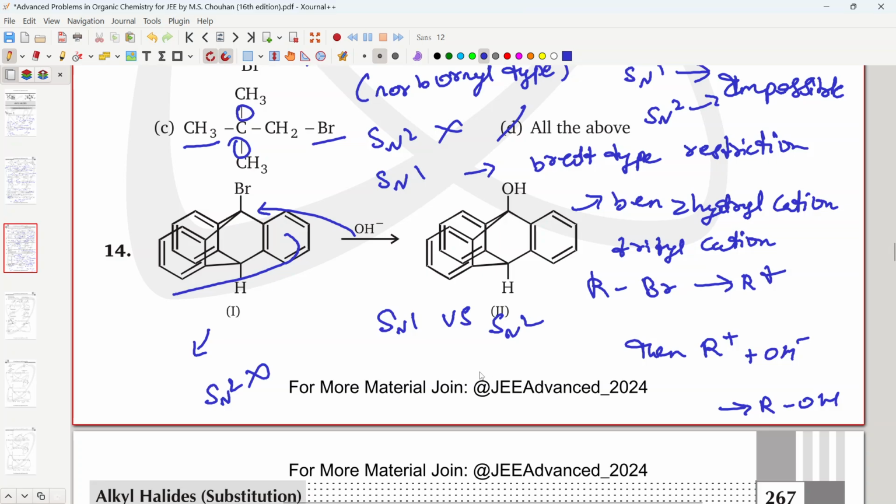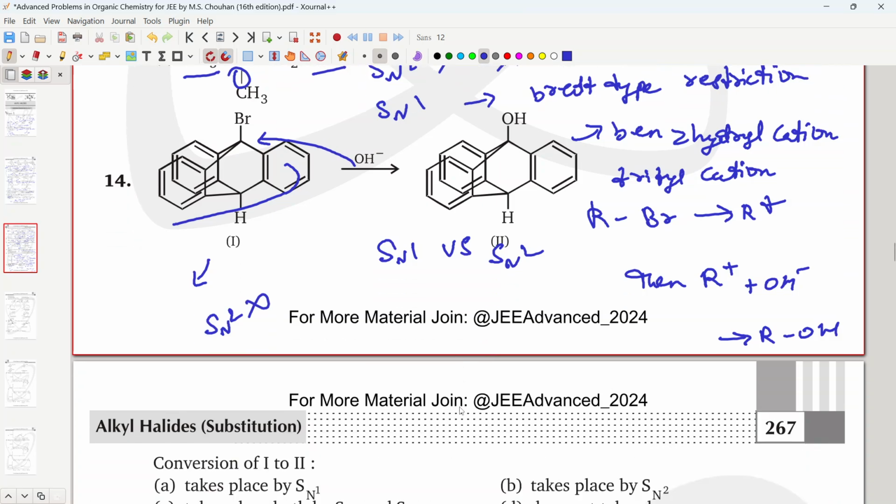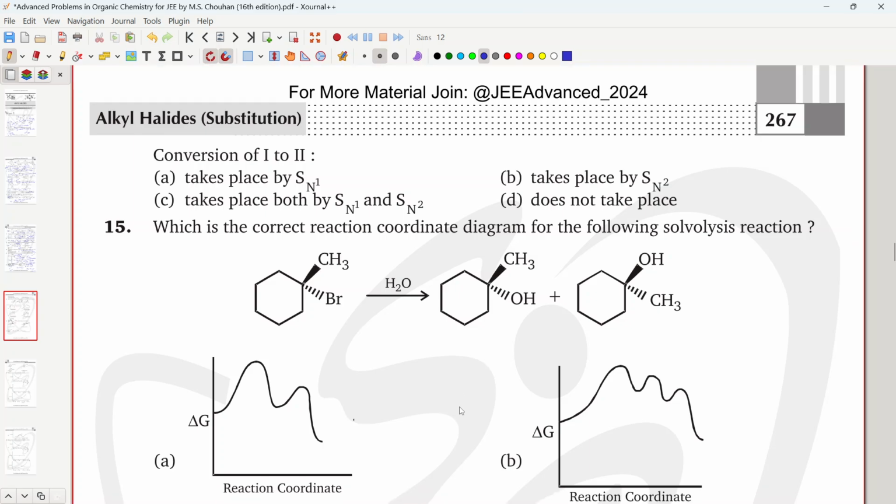Now, the exam shortcut for this question: whenever loss of halide produces a carbocation that can be delocalized into two or more aromatic rings, think exceptionally stable carbocation, meaning SN1 is likely. Even if the structure looks crowded, SN1 can be very fast because the carbocation stability dominates. So the answer is A.